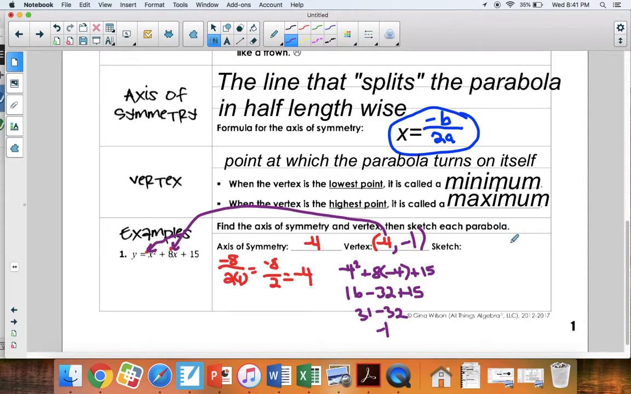And when I sketch this out, literally what I'm going to do is just kind of guesstimate about where -4, -1 would be. And -4, -1 is like about right there. And then I have to determine if I'm going to have a happy face or a sad face by this value right here. And so because my a value is a positive number, that means that I'm going to have a smiley face. So that's kind of what my parabola looks like.